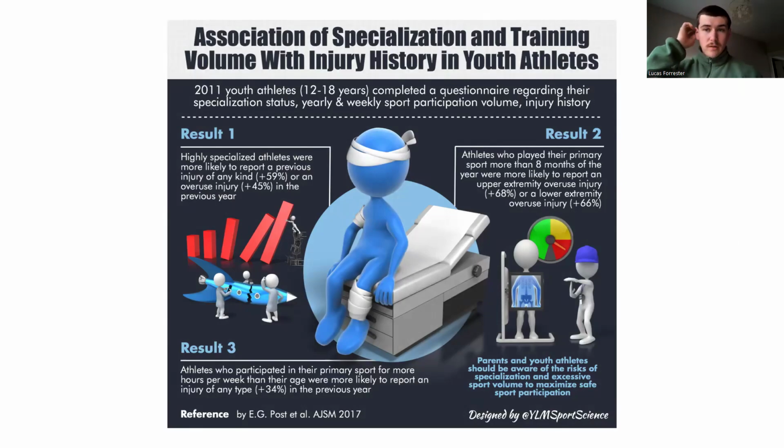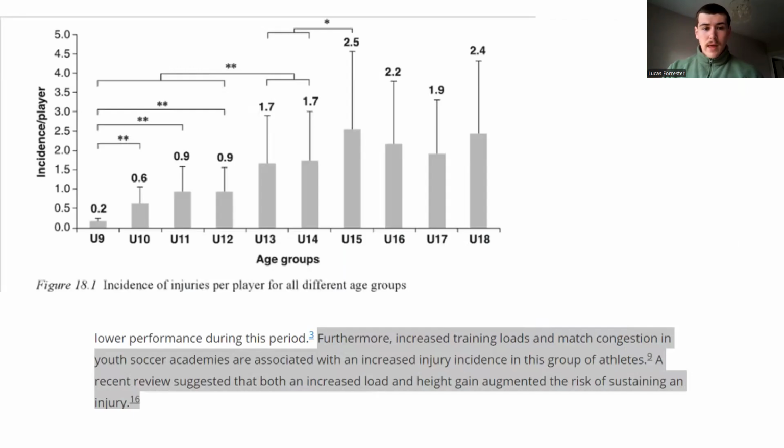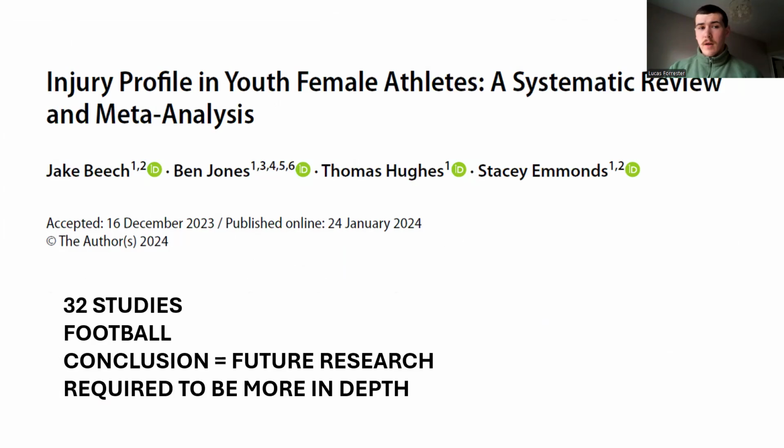This is why we should consider load management, and how much time is being put into the training and the playing, and give consideration to injuries in the growth spurt, and in females as well.